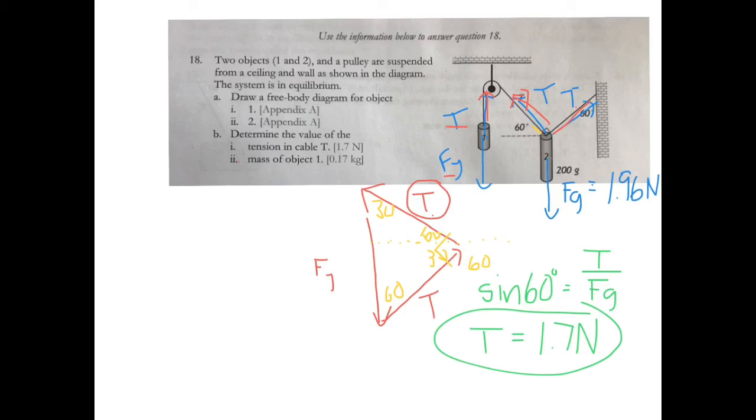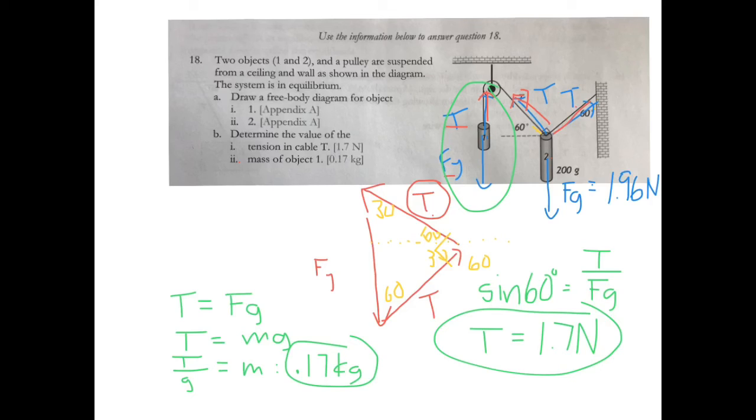To answer the mass of object 1, I probably want to move over here. The big idea there is that the tension is equal to the force of gravity. So tension is equal to mg for that thing, because those are the only two forces acting on it, and it's not accelerating. So tension divided by g is my mass. So I have my tension of 1.7 newtons divided by 9.81, and I get 0.17 kilograms.